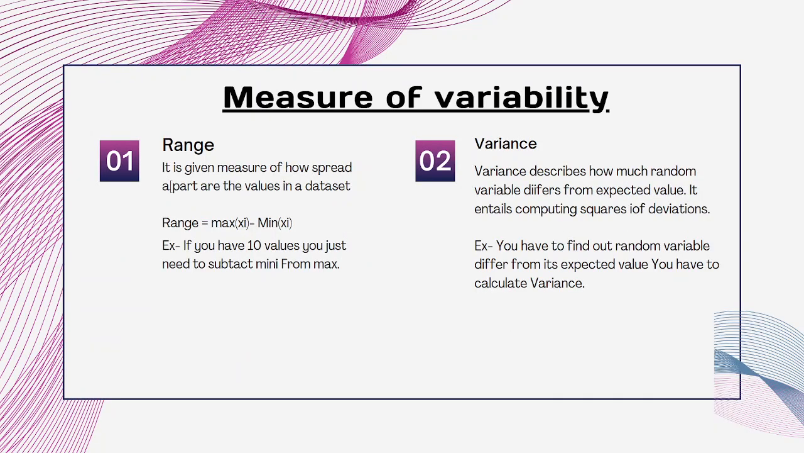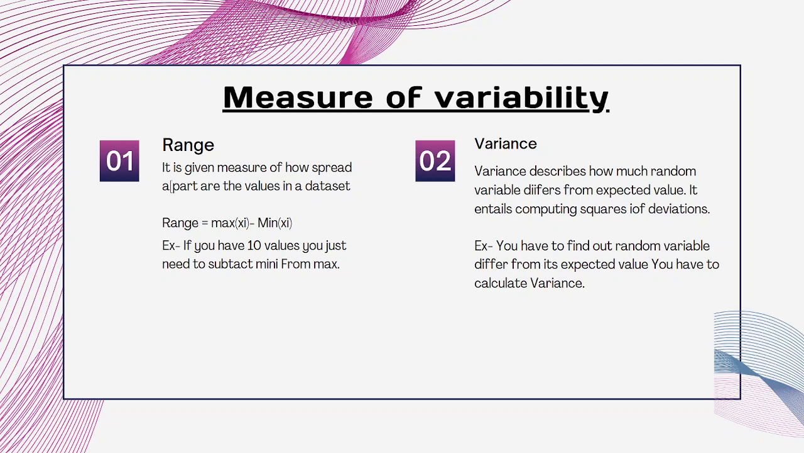Range. It is a measure of how spread apart the values are in the data set. How will you calculate the range? You subtract the minimum from the maximum. If you have 10 values, you just need to subtract the minimum from the maximum. Then you will calculate the range. You subtract the minimum value from the maximum value, and then you will get the range.